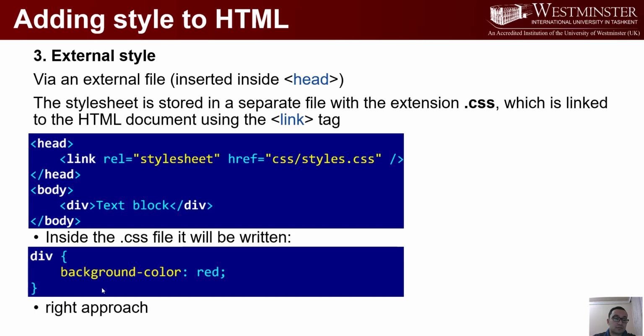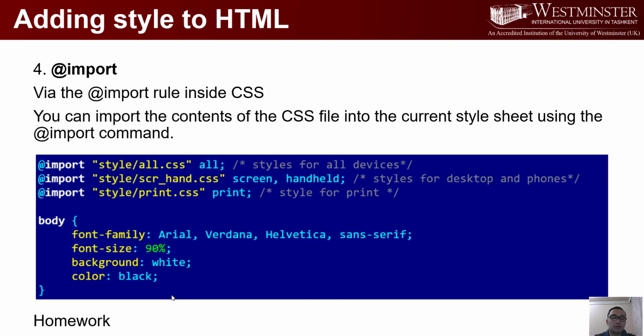An example is provided here. In my styles.css, I have the following style: div, background color red. And this is recommended as the right approach. We have one more approach, and that is called import. Inside your .css file, you can use the import rule inside CSS. You can import the contents of a CSS file into the current style sheet using the import command.